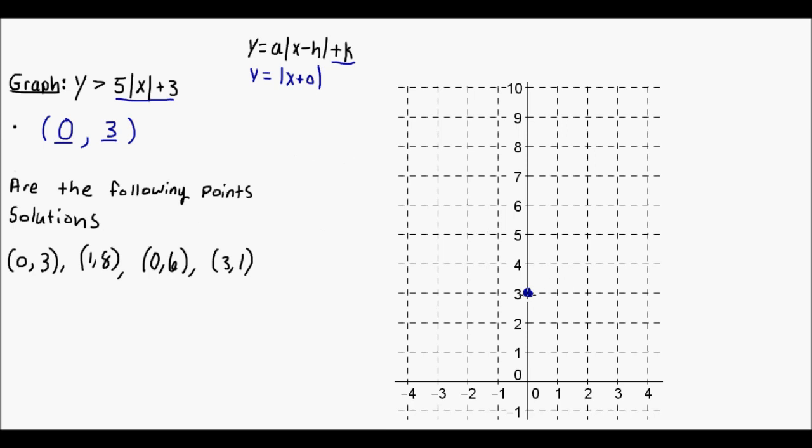Now, to find out where to go next, I need to look at the a. The a determines the slope of the ray to the right of the vertex and the slope of the ray to the left of the vertex. So a is 5, which means as I go to the right, the slope is positive 5. I need to go up 5 over 1, because 5 is the same thing as 5 over 1. So up 5, 1, 2, 3, 4, 5, right 1. And you would continue this on.